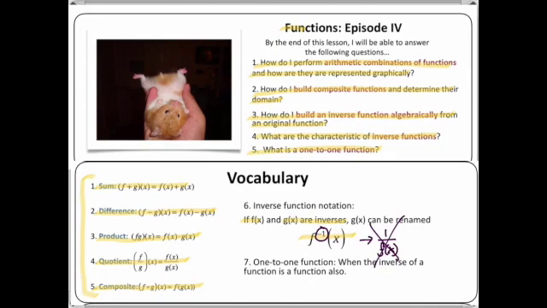We're going to be building our own inverse functions and unpacking that a little bit later. Just need to stay tuned. We also are going to be finding out what a one-to-one function is, and taking a look at when an inverse of a function is a function also.